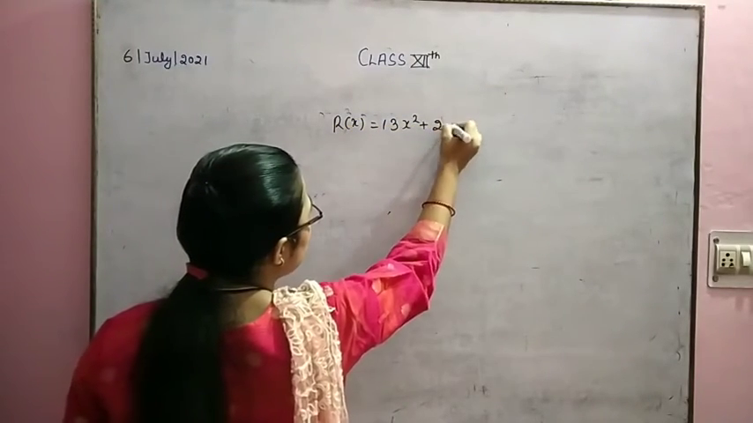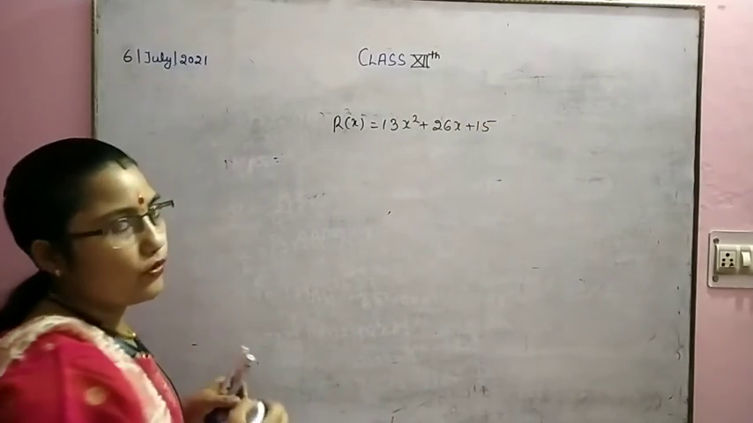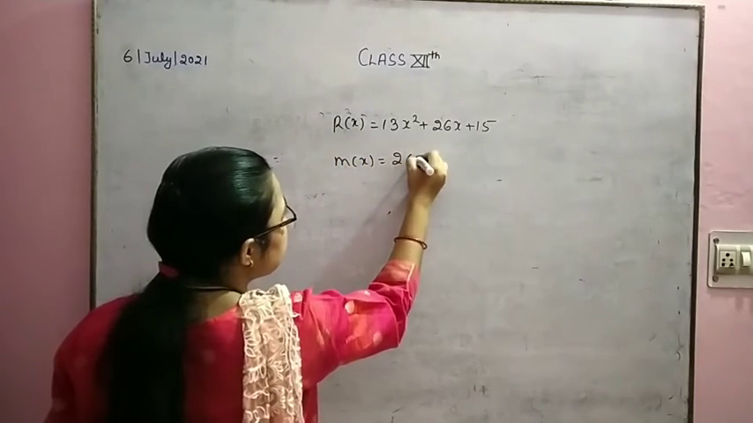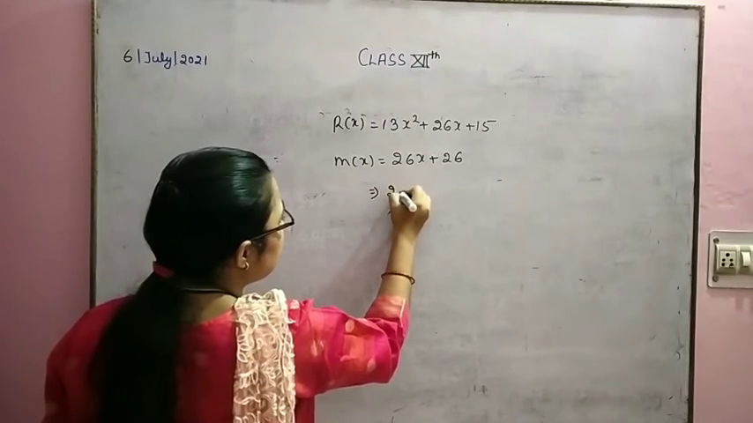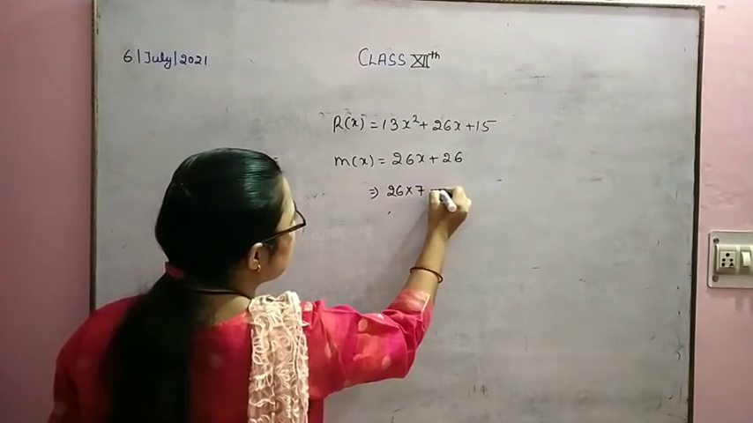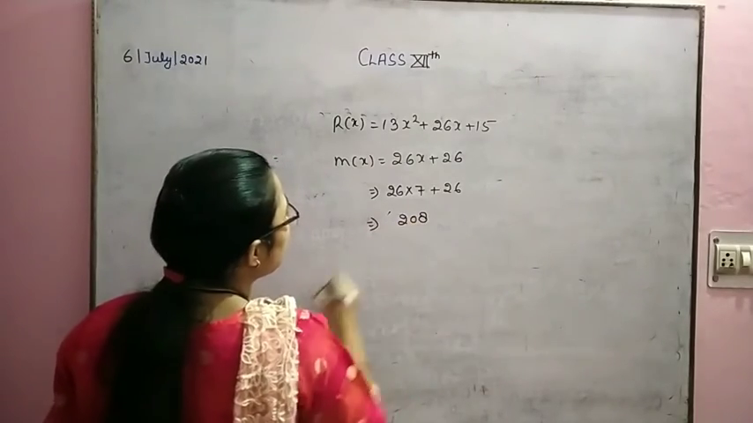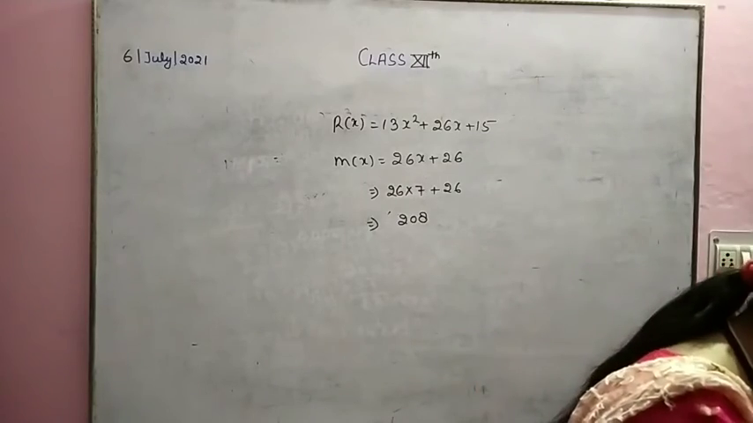13x square plus 26x plus 15. Firstly differentiate the revenue. We get the marginal revenue. We get 26x plus 26. Now put x equals to 7. We get 208. Correct? Now come to the next.